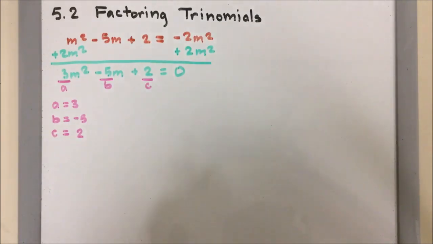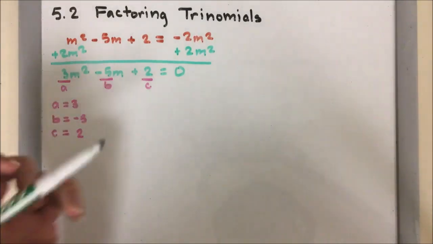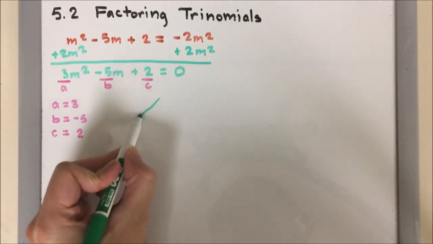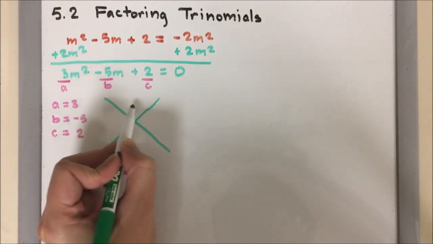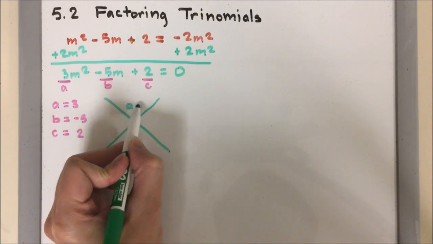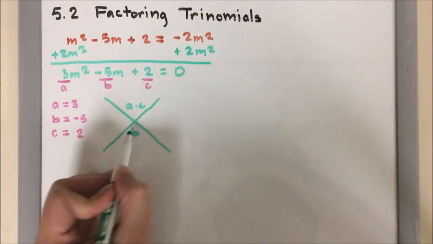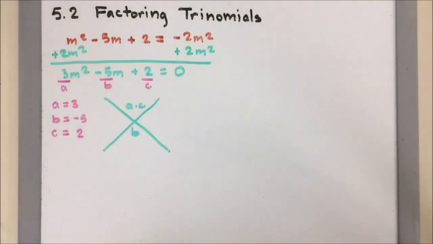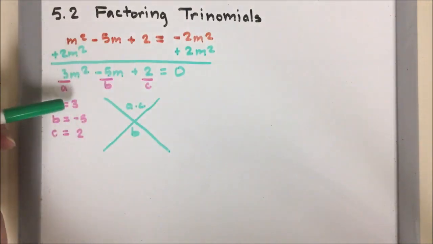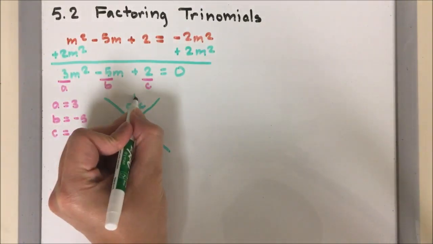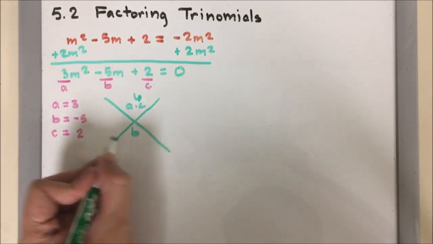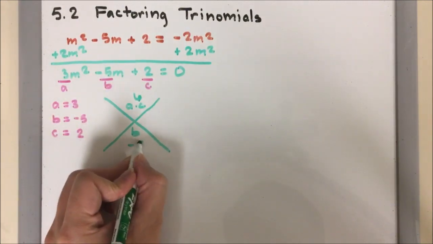Alright, then I'm going to set up the X chart, or the X table. And like before, at the top is A times C, at the bottom is B. So at the very top, A times C, so 3 times 2, which is 6. And then at the bottom, the B value, which is negative 5.